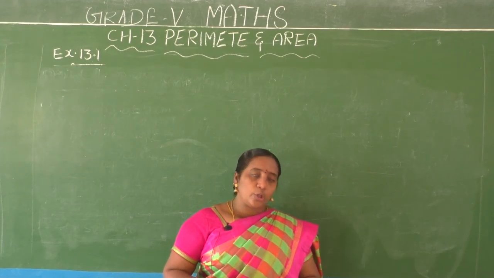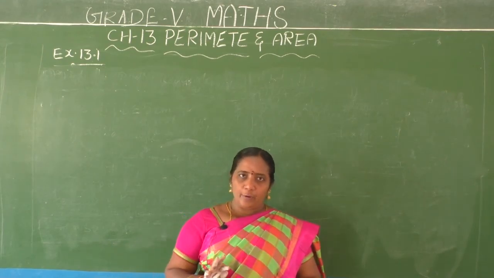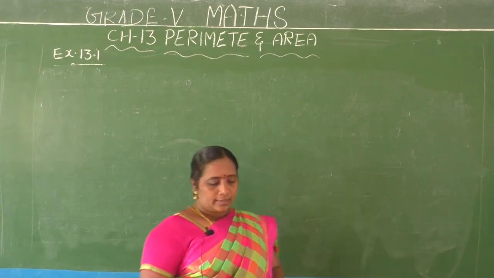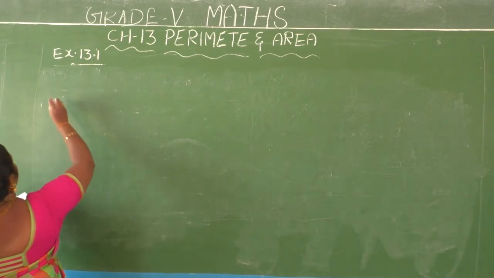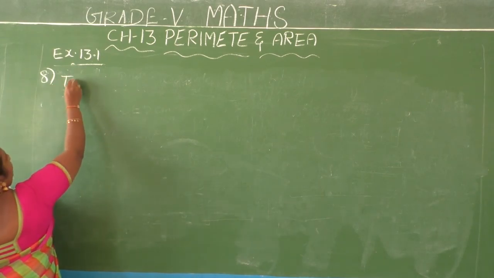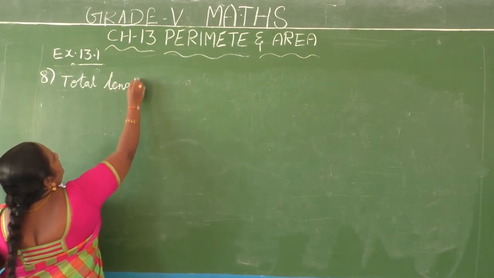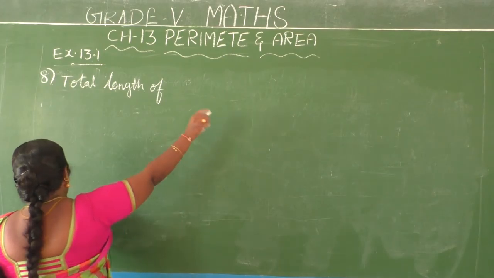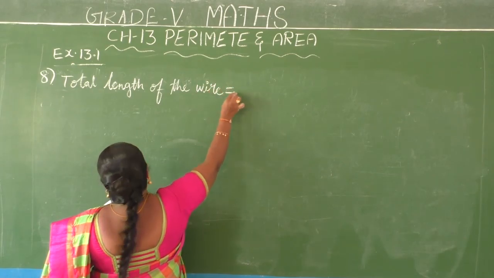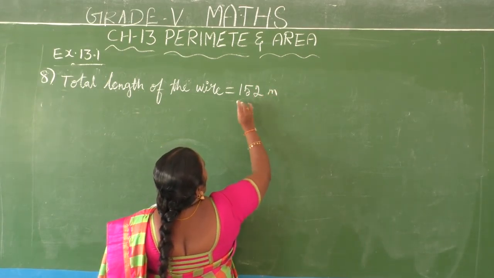Like the 4th Roman, where they gave the perimeter and we had to find the side only, no? That's the same, only here they gave it as a word problem. Right, see how we can write. You can copy the sum from your textbook ma, 8th one. First you have to write total length of the wire. So total length of the wire, how much they gave? 152 meter. It's a perimeter.